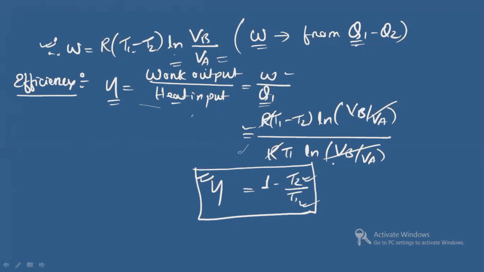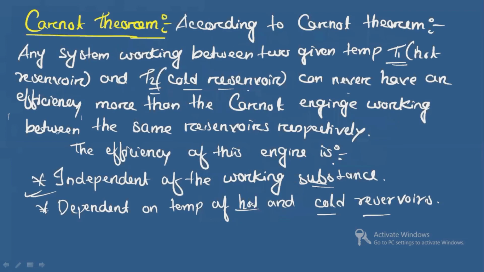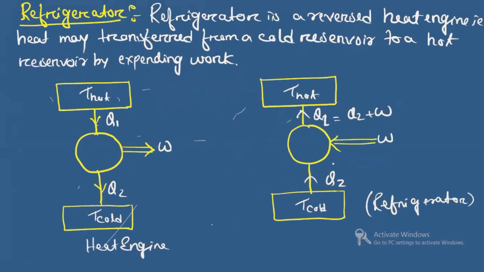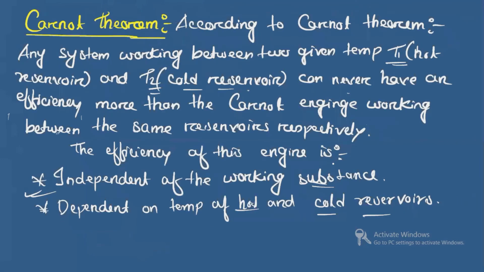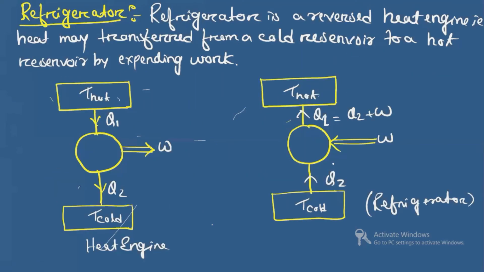So these are the things that you have to remember. Clear? This is the Carnot theorem. Till here it is clear. Now we will see how a refrigerator works. The Carnot theorem just says that between two reservoirs, one hot and one cold, no other system will be more efficient than a Carnot engine working between the same reservoirs. So the Carnot engine has the maximum efficiency compared to all other engines.